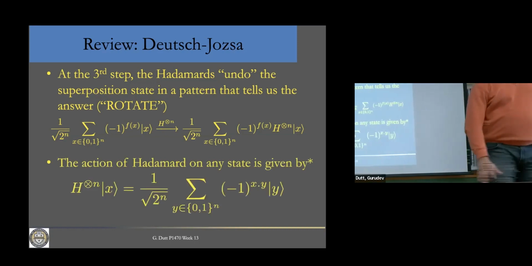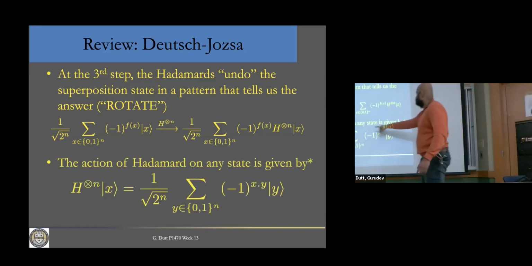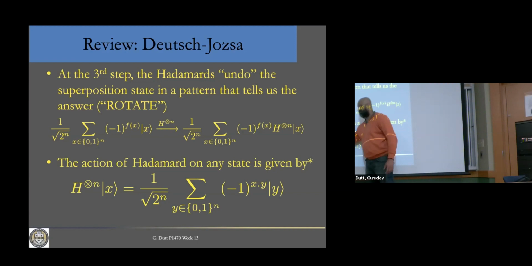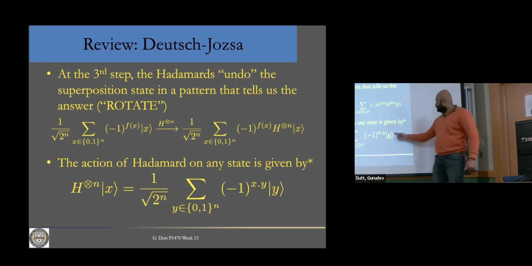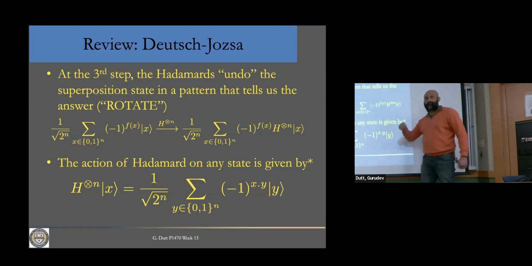And we showed that the action of Hadamard on any given state, any n-bit string basically, is given by another superposition, which is also over all the uniform bit strings. So again, it's a uniform superposition, except that instead of all plus signs, you get a minus sign whenever x dot y equals 1, meaning this is the AND of the n-bit strings x and y.